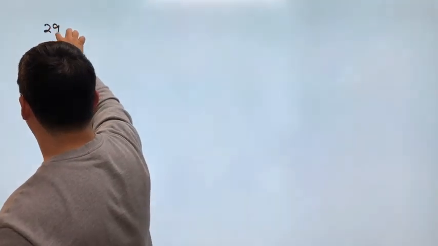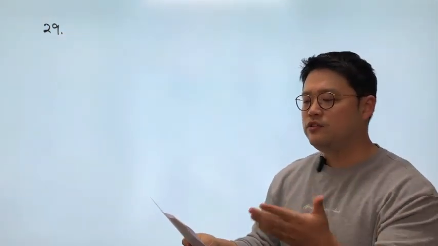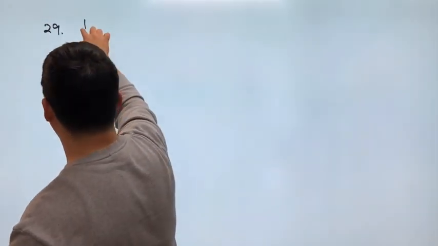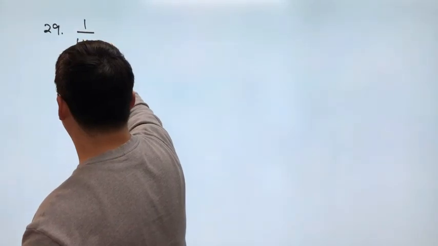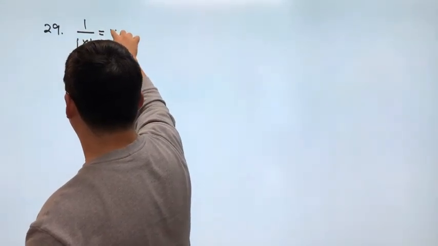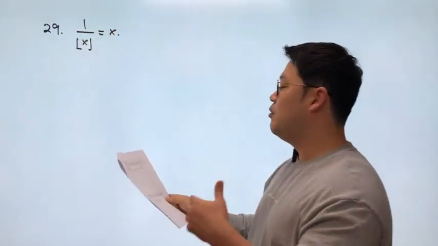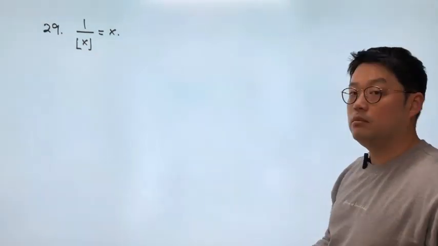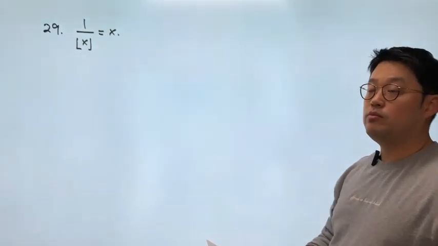Hey guys, let's go to problem 29. Okay, so 29 out here. So I got some weird looking function: 1 over floor part of x equals x. All right, so when do we get solutions? That would be a really, really good problem.